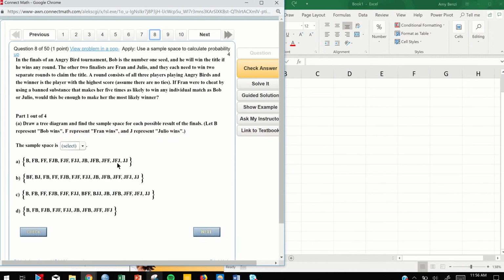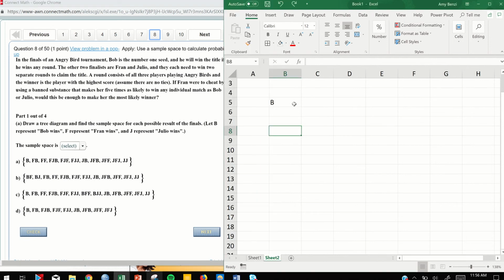Now let's look at building this tree. Part A is asking us to build a tree. The final question to answer is, is Fran giving herself enough of a likelihood of winning by cheating on each individual round to affect her likelihood of winning the final outcome? That's what we're going to calculate over here on Excel.